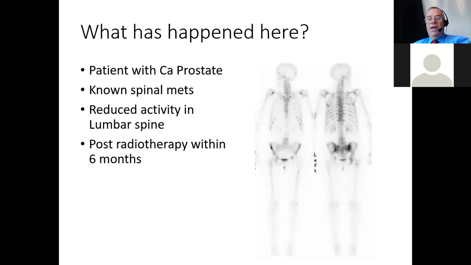And we can see this in patients who've had radiotherapy. So this patient, unfortunately, if you can see, there's rather patchy uptake, both in the spine and the ribs and the pelvis. They've got quite extensive bone metastasis, and they have had radiotherapy to their spine. So normally within 6 months of radiotherapy, you may see some photopenic areas in the spine.